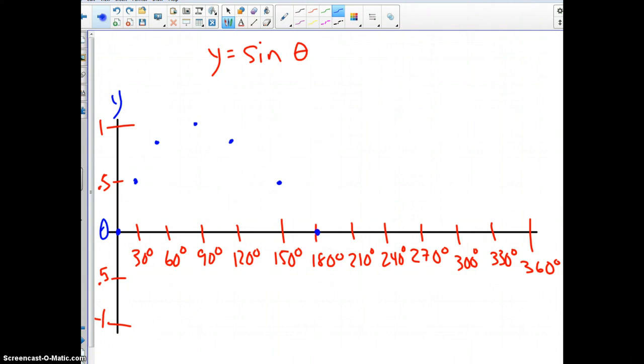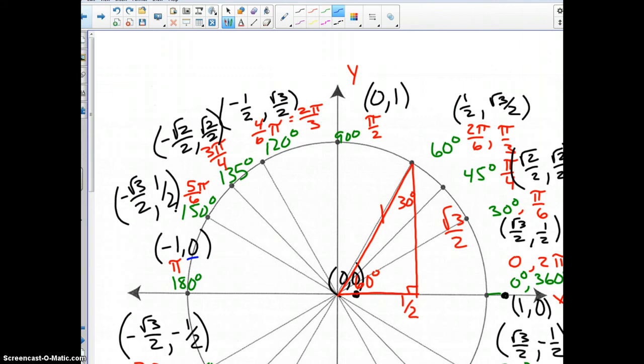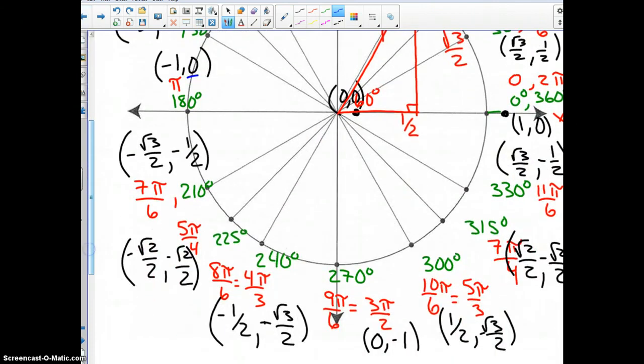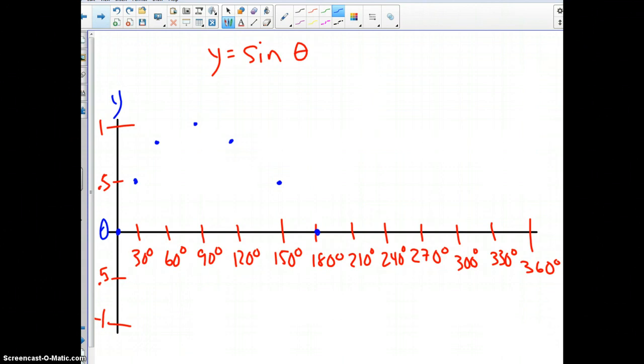So what we've done so far is graphed between 0 and 180. Now we're going to move on to 210 degrees. So as you look at the unit circle, 210 degrees, y coordinate, negative 1/2. So 210, we're at negative 1/2. Plot that point.